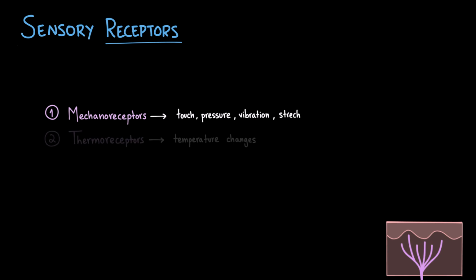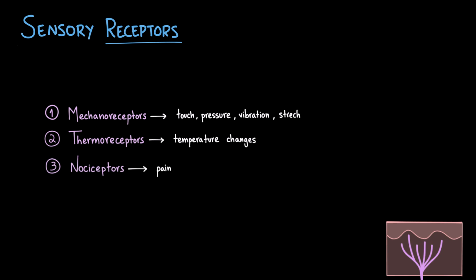Then we have thermoreceptors. These detect temperature changes, both hot and cold. They're scattered throughout the skin and help us sense whether something is warm or cool. Then are the nociceptors. These are our pain receptors. They respond to potentially damaging stimuli like extreme heat, intense pressure, or chemical irritation. They act as an early warning system, alerting us to danger so we can protect ourselves.